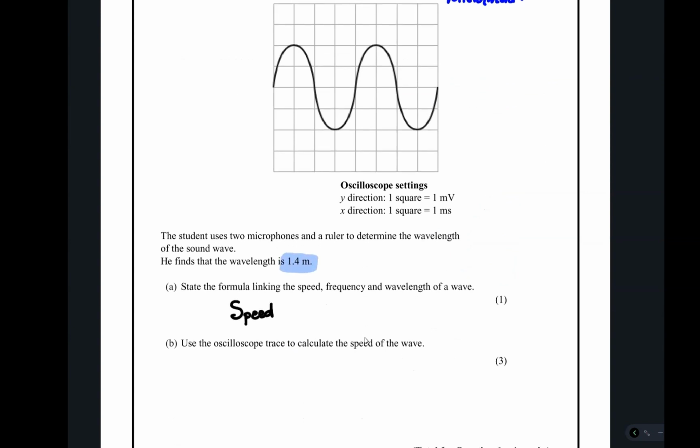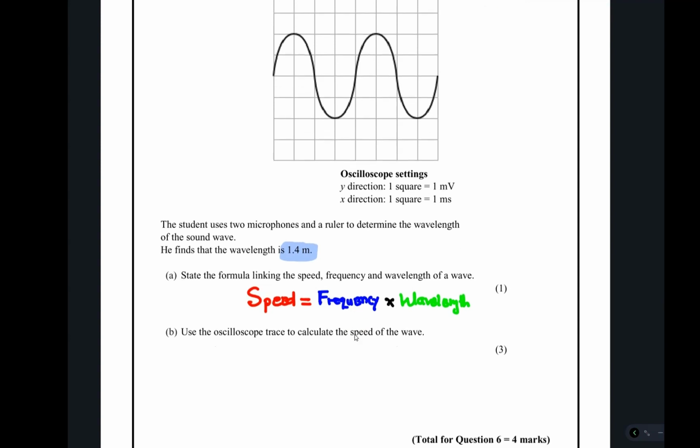Now we are supposed to state the formula linking speed, frequency, and the wavelength of a wave, and we're going to say speed equals frequency times wavelength. Frequency has to be in hertz, and wavelength has to be in meters. You have to remember that. Always use the oscilloscope to calculate the speed of the wave. We are using the formula that we have stated.